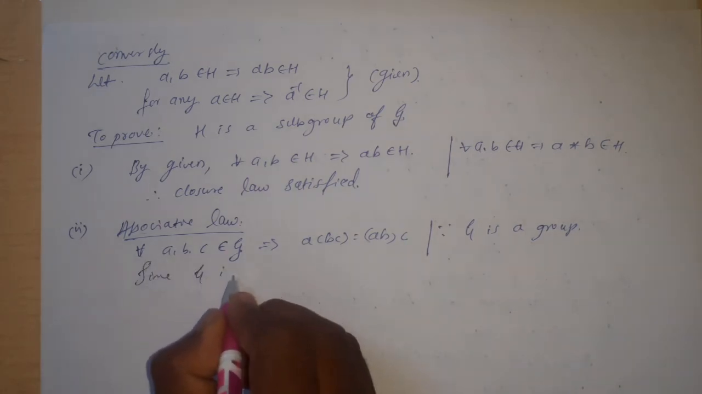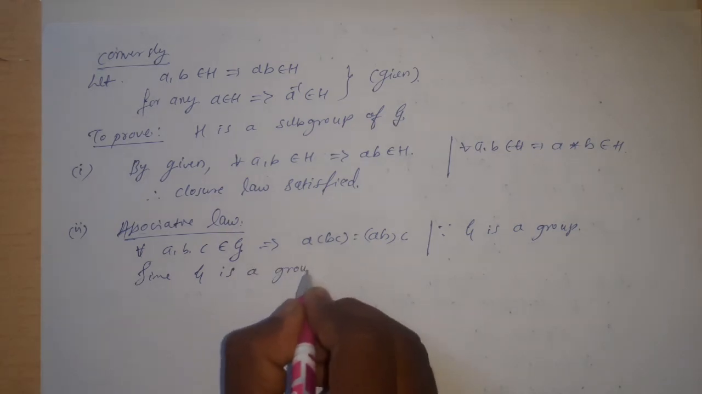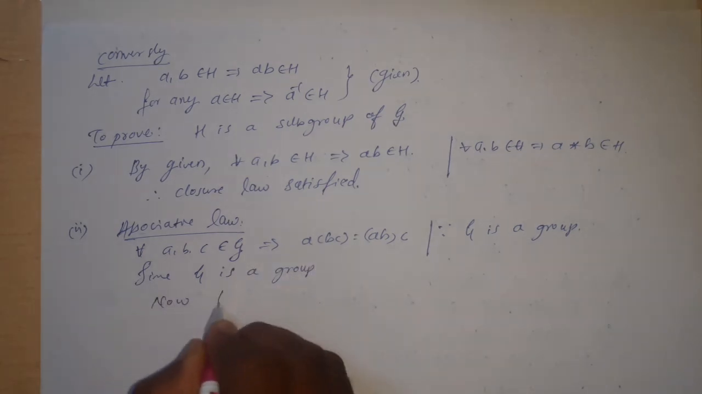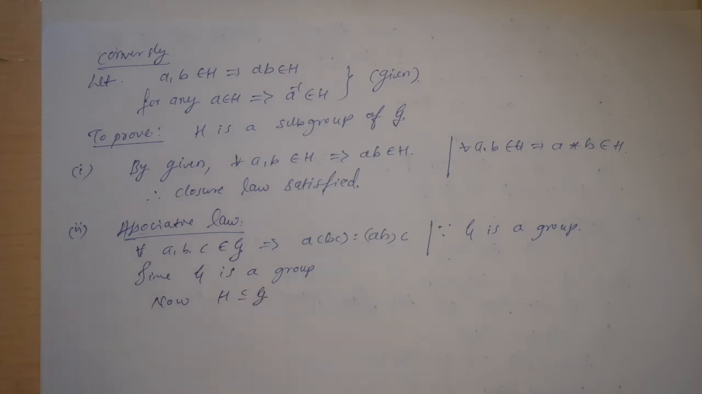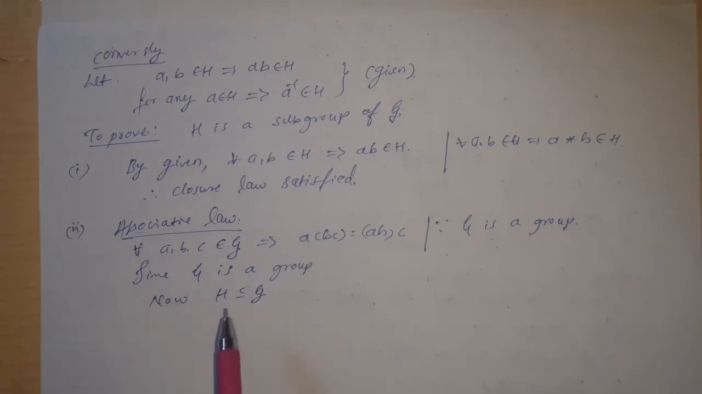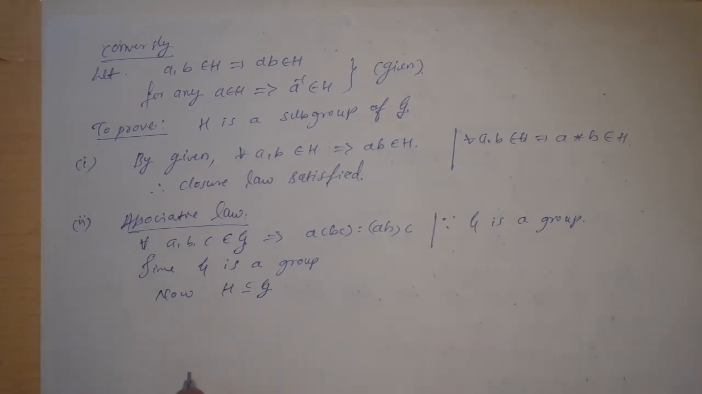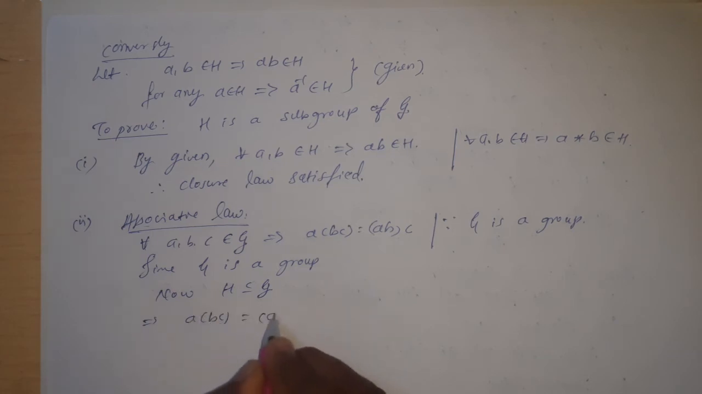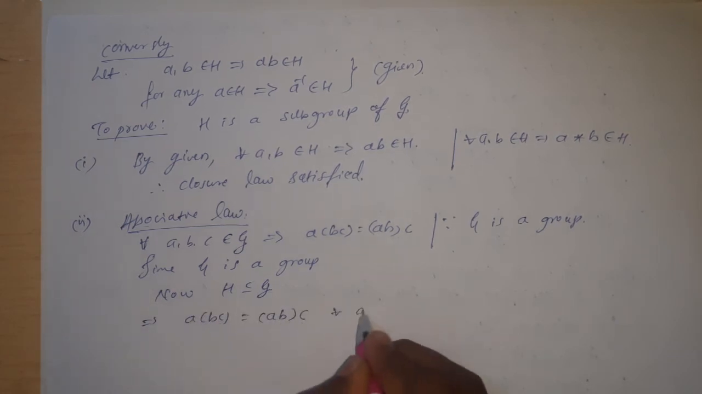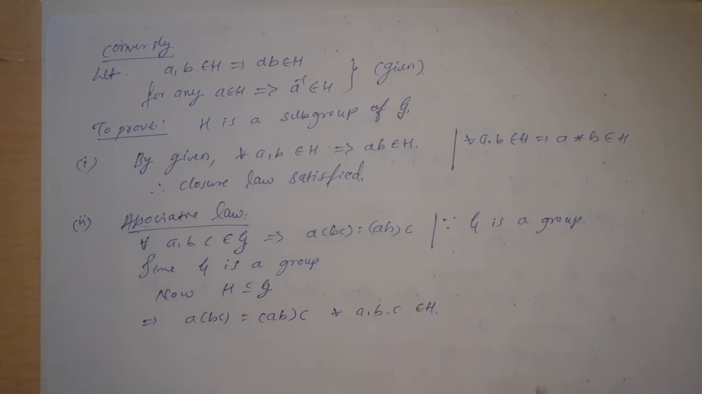since G is a group. And now, H is a subset of G, means whatever the associative property for elements of G, it must be true for the elements of H, because all the elements of H belong to G only. So, therefore, it implies that A into BC is equal to AB into C for all A, B, C belongs to H.